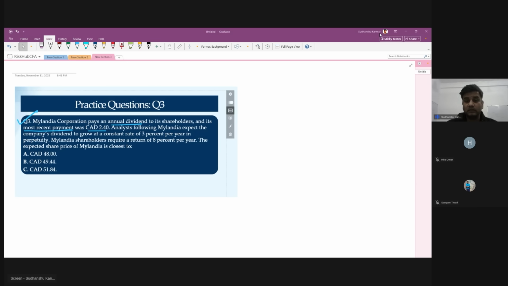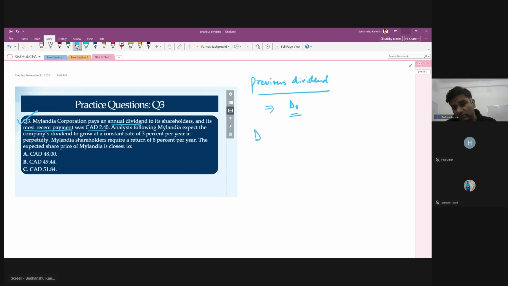This is where a lot of people get confused, because this D naught and D1 confusion creates a lot of problems in the exam. Even if they call it most recent, it is the dividend which has been paid previously. Anytime you see a previous dividend, please keep in mind, even though they have tried to confuse you, it has already happened in the past. So it is D naught.